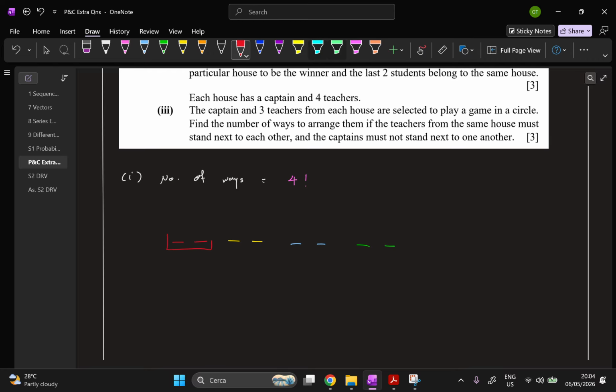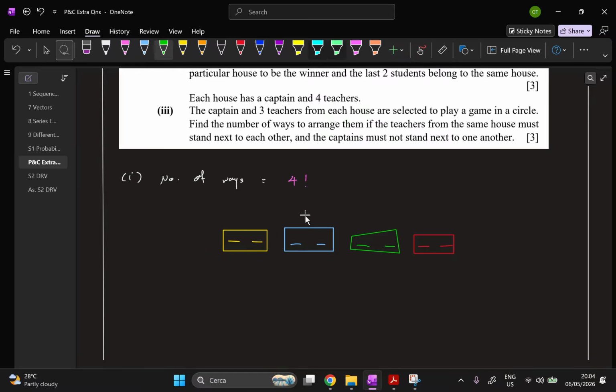So the 2 Gryffindors are 1 unit. The 2 Hufflepuffs are 1 unit. The 2 Ravenclaws are 1 unit. The Slytherins are also 1 unit. So these two must be together, they must move together. We have come across this concept in the previous 2 examples already. But they don't need to be in this order. You see, right? I can move the houses around.